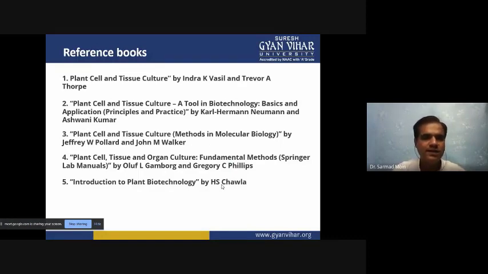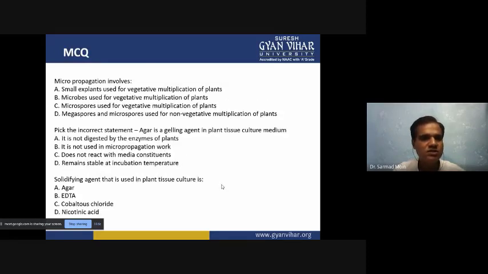Now we'll see some important references on this topic. The first book is Plant Cell and Tissue Culture by Indra K. Vasil and Trevor A. Thorpe. The second book is Plant Cell and Tissue Culture, a Tool in Biotechnology, Basics and Application by Karl Newman and Ashwini Kumar. The third book is Plant Cell and Tissue Culture, Methods in Molecular Biology by Jeffrey W. Pollard and John M. Walker. The fourth book is Plant Cell, Tissue and Organ Culture: Fundamental Methods, a Springer Lab Manual, by Oluf Gamborg and Gregory C. Phillips. And the fifth book, Introduction to Plant Biotechnology by H.S. Chawla.